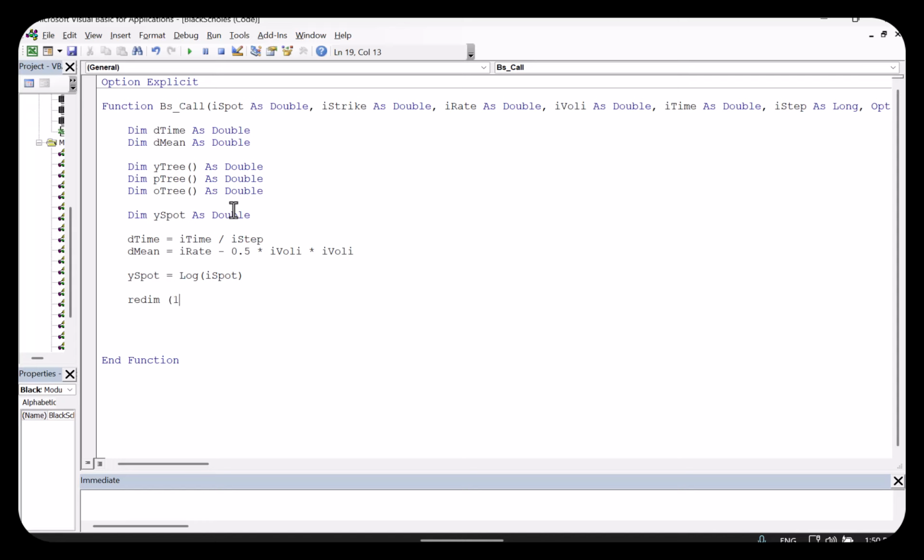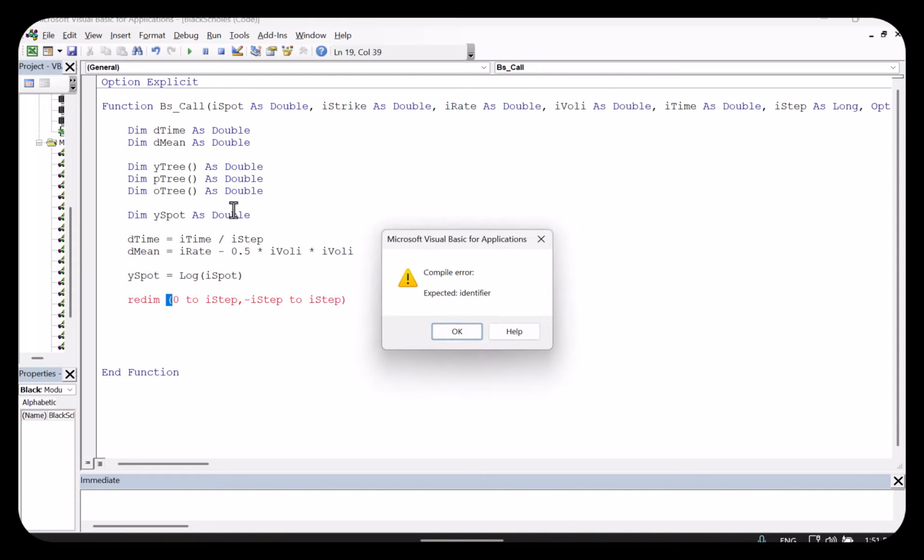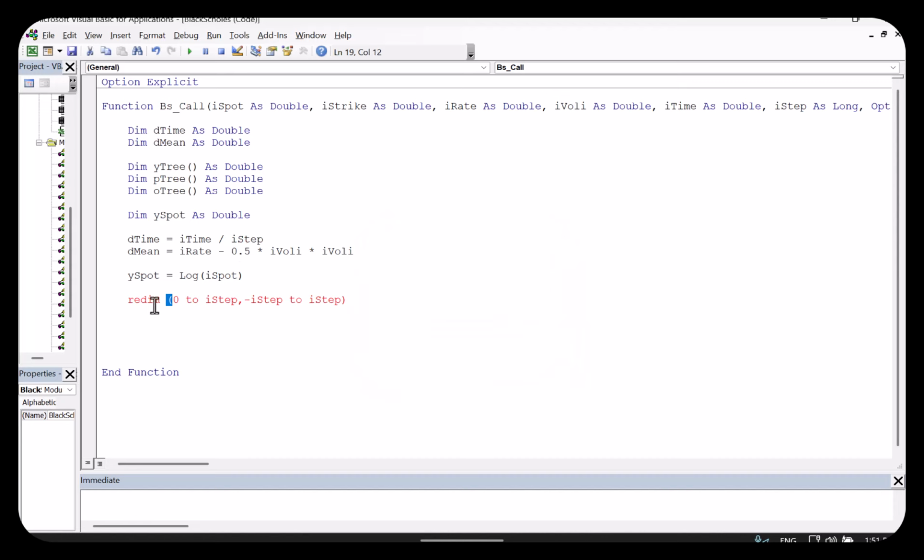So I'm going to say 0 to I step. Technically speaking, there's going to be I step plus 1 entries, but I'm tagging the first one as 0. And the second dimension, we're going to say negative I step to I step. Of course, I have to tell what am I redimming. In this case, Y3.